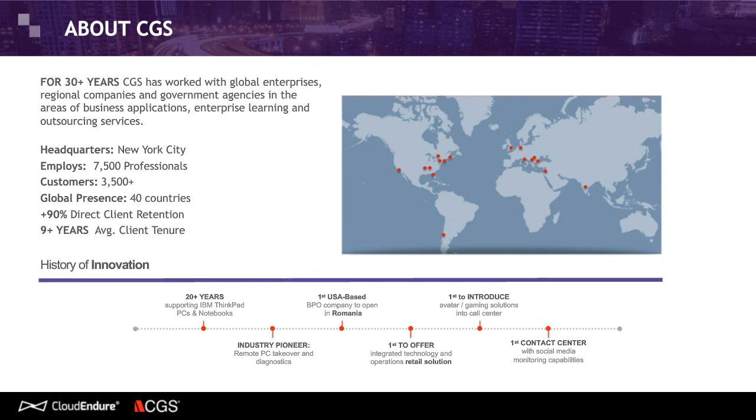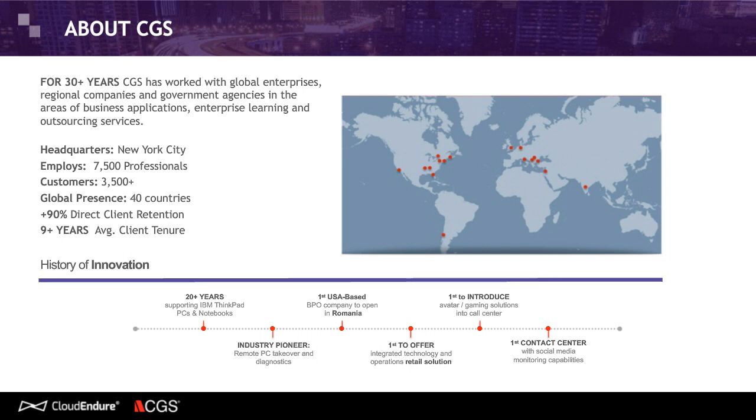I'm here to tell you a little bit about our journey with CloudEndure for disaster recovery as a service, as well as our journey to the cloud. But before I do that, let me tell you a little bit about CGS. CGS is a technology solutions company. We've been around for 30 years. We're headquartered in New York City. We've got approximately 7,500 employees globally and over 3,500 customers, servicing a wide range of industries.